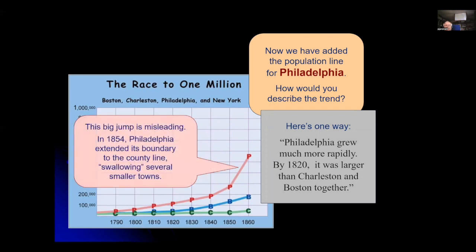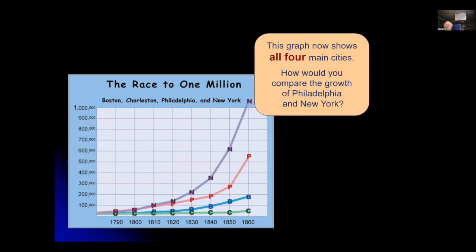But that real big jump is kind of misleading, because what it did was it extended the city boundaries to the county line and swallowed up a whole bunch of what were the suburbs at the time. Then we put the graph for New York on here. And again, you just ask the students, you can even have them write as a writing activity. What's the comparison of this growth? Why would this be growing so much faster?